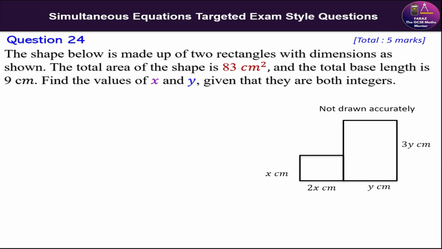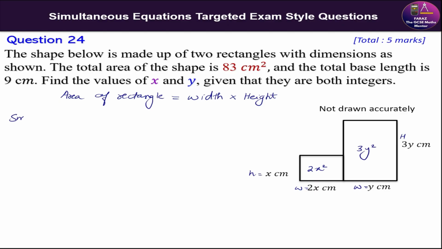So here from the diagram, if you look at the smaller rectangle, the area of a rectangle is width times height. So what is the width there? 2x, and the height is x. W times h will give you the area, and that is 2x square. And for the taller rectangle, the width is y and the height is 3y. So width times h is y times 3y, and that would give you 3y square.